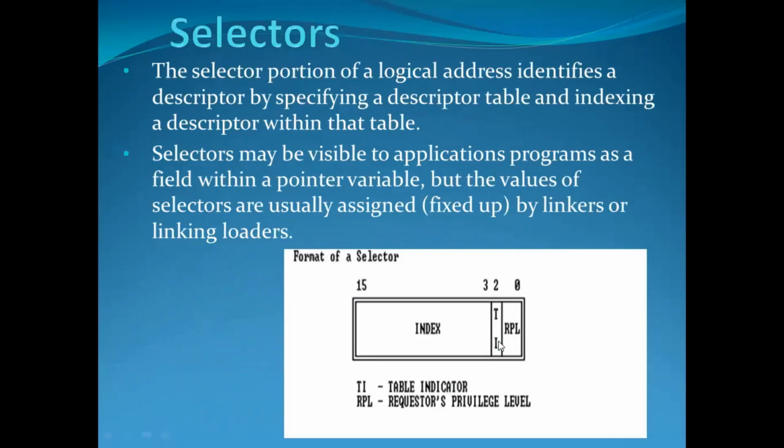The selectors play a more important role here. The selector, the portion of a logical address, identifies the descriptor by specifying a descriptor table and indexing a descriptor within the table. The selector may be visible to application programs as a field within a pointer variable, but the values of the selectors are usually assigned by a linker or a link table. Here we'll see the format of the selector, which is 16 bits, in which three fields are there: RPL, which is the request privilege level; TI, which is the table indicator; and an index field, which is bits 3 to 15.